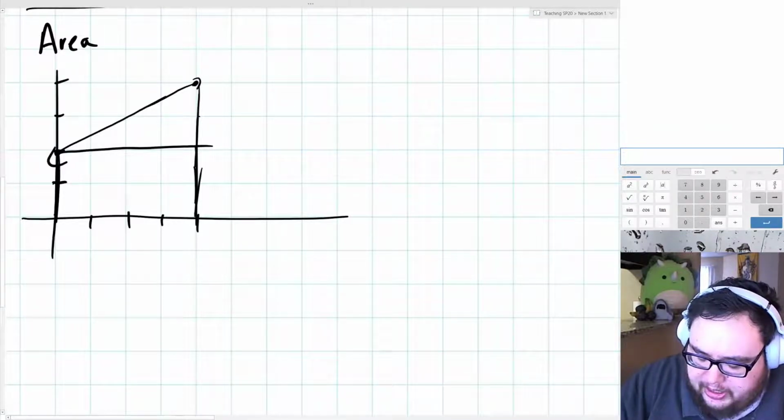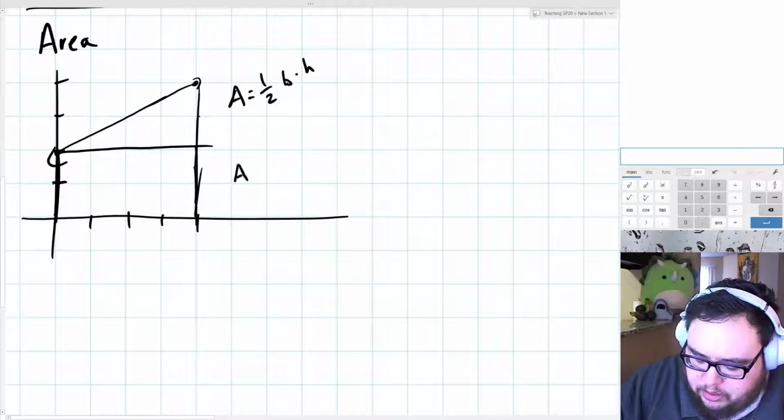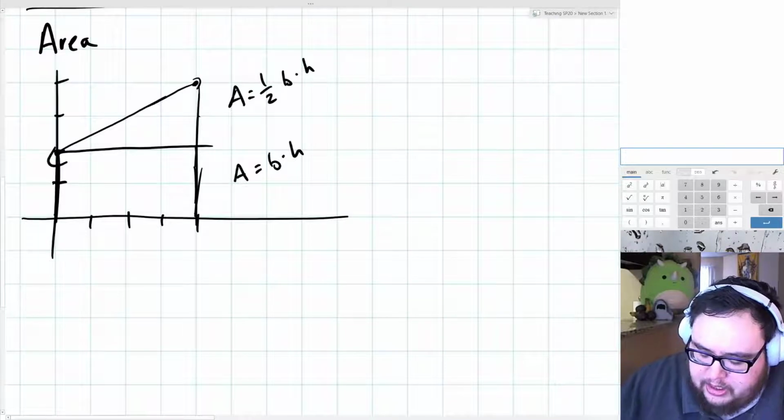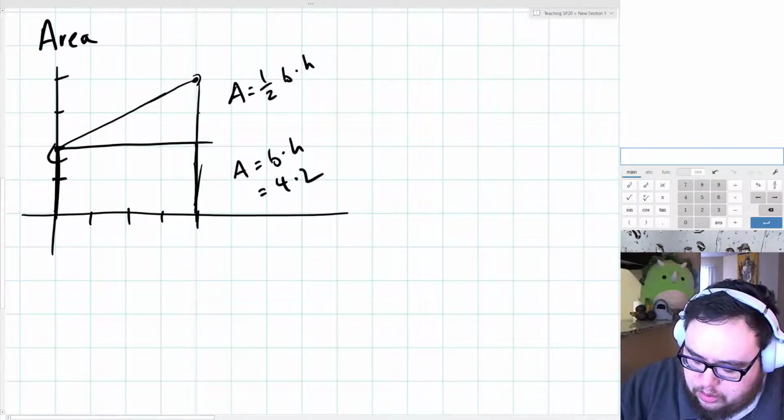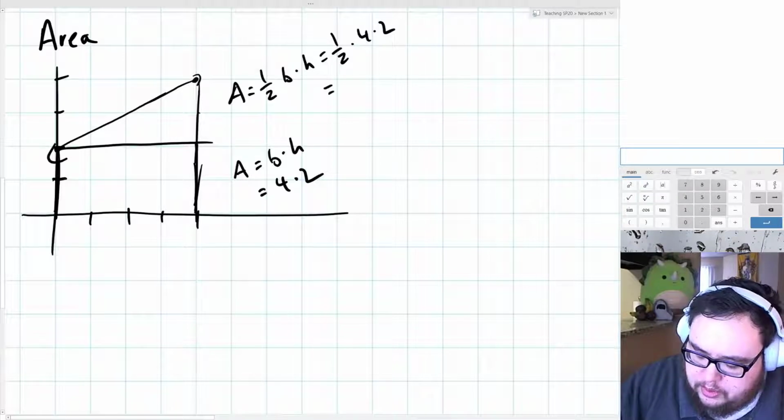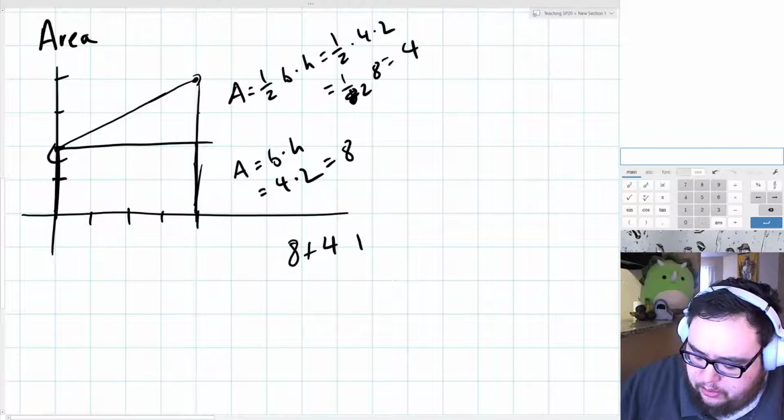The triangle has area 1/2 of the base times the height, and the rectangle has area equal to the base times the height. In this case, for both of these, the base is 4 and the height is 2, so the triangle is 1/2 of 8, which is 4, and the rectangle is just 8. 8 plus 4 is 12.